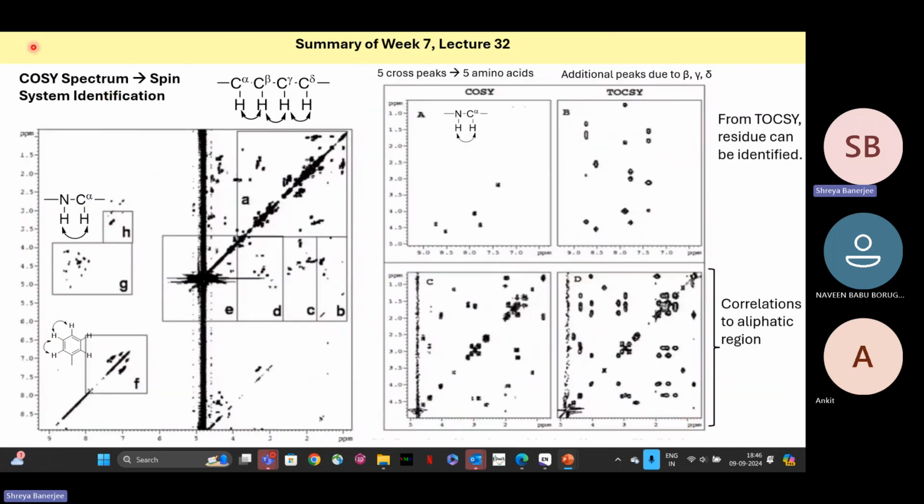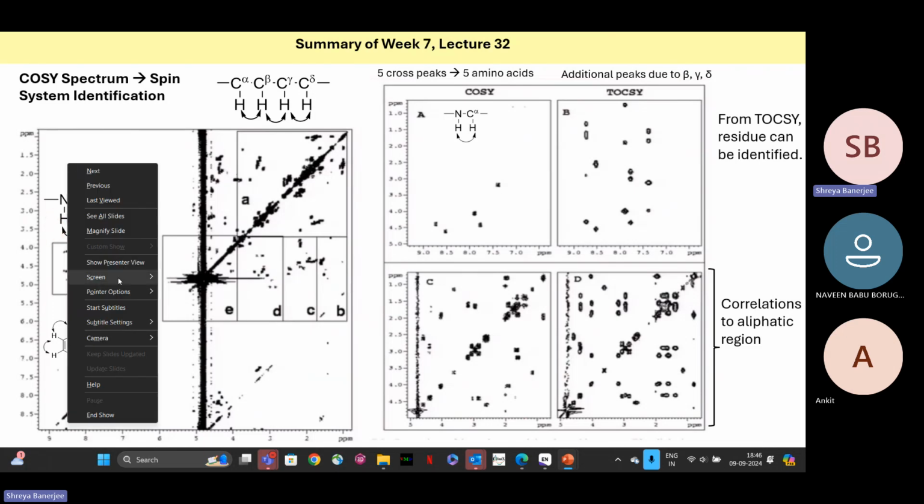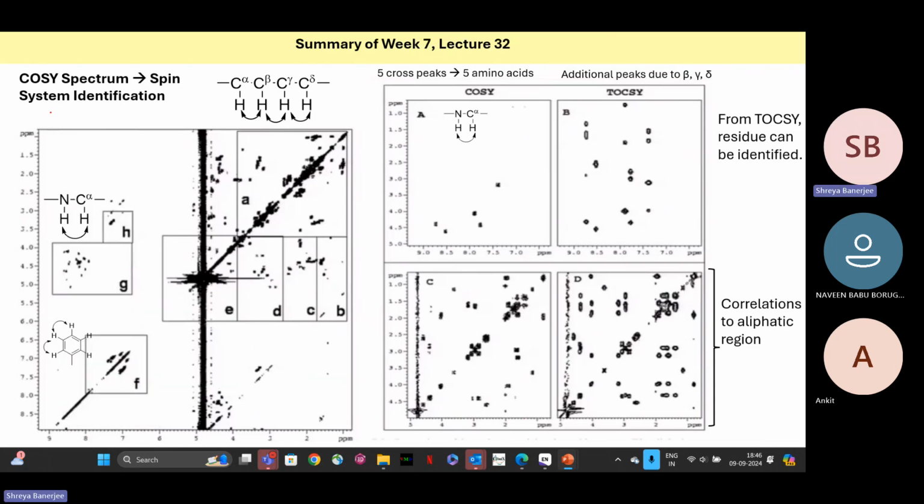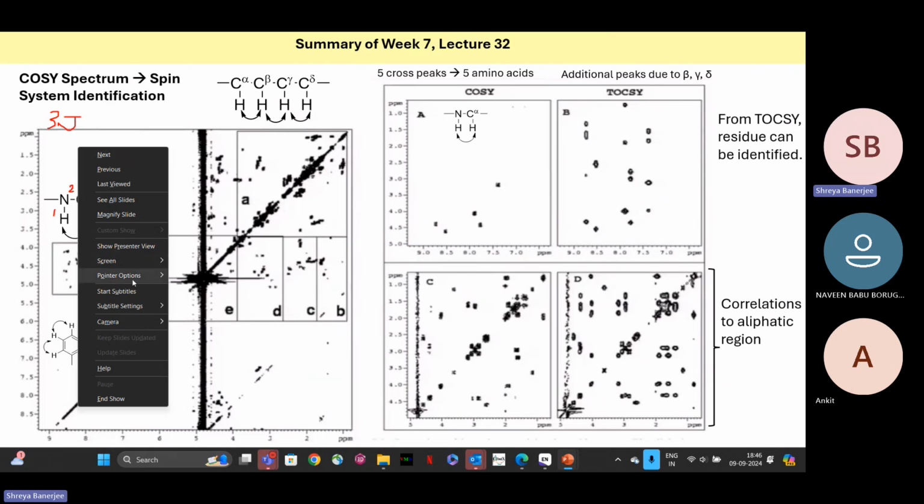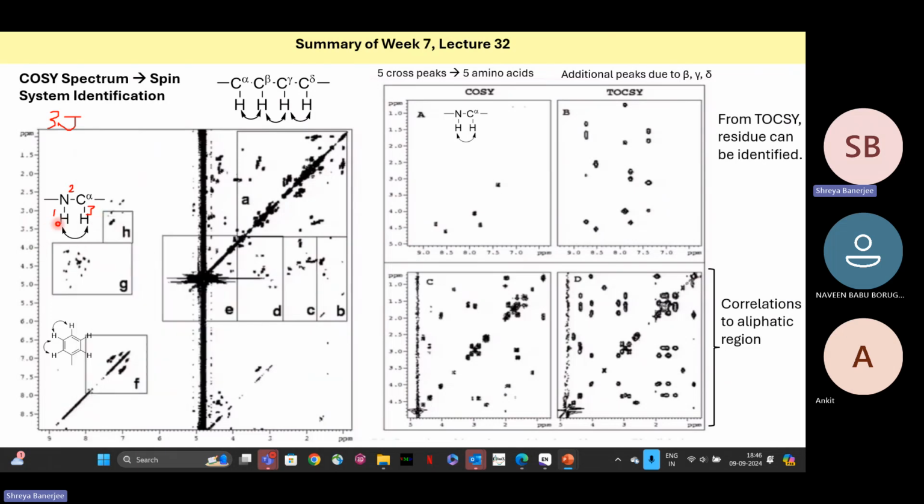Now we will look at more details of this 2D NMR spectrum. COSY spectra, as you know, only shows coupling between adjacent spins. So basically 3J coupling, where you have three bonds separating these two hydrogens: 1, 2, and 3 bonds. So COSY spectra will only show correlations between adjacent or vicinal hydrogens.